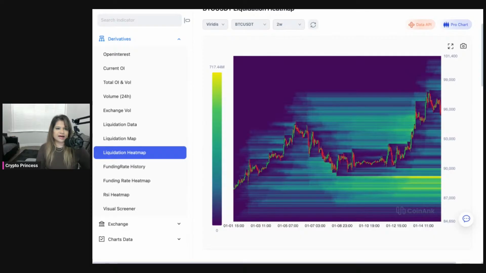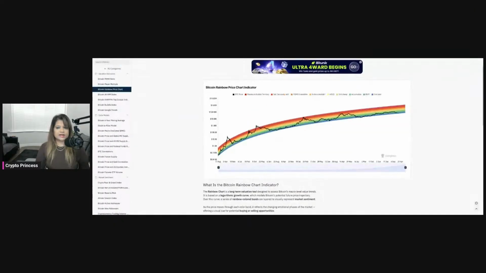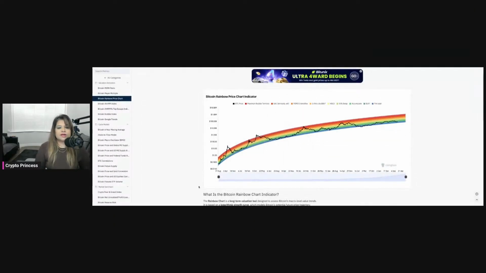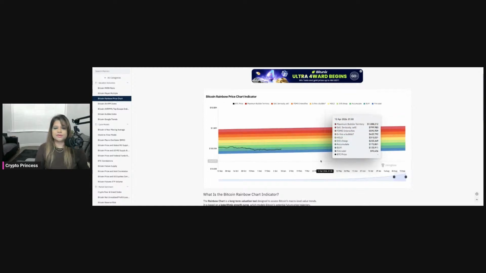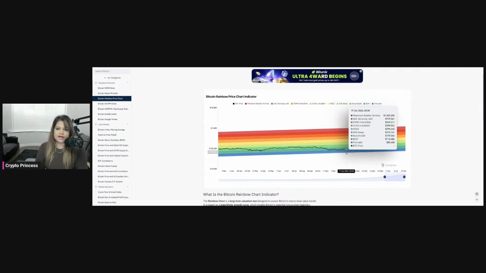Okay, so if we zoom out again and we look at the rainbow chart, what we can see is that whenever Bitcoin or the price is in the lower brackets of the rainbow chart, it's a good opportunity to buy. And as it goes up higher, the more it is towards the red, the more selling pressure you're going to get, and the more likely it is going to be the top of the market. At the moment, it's pretty much near the fire sale buy area. So it's quite low according to the rainbow chart.